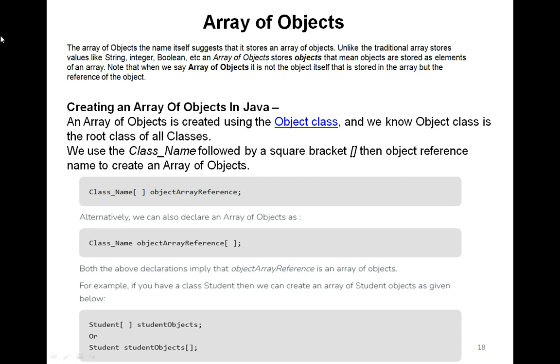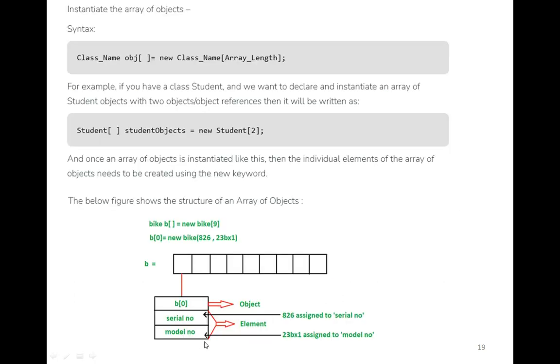Now, an array of objects is created using the object class. So here: class name, object array reference. Alternatively, you can also create it using class name, object array reference with square brackets. More thoroughly, you can say Student in my class, and this is my object. In this fashion you can create an array of objects. This particular figure shows the structure of an array of objects.